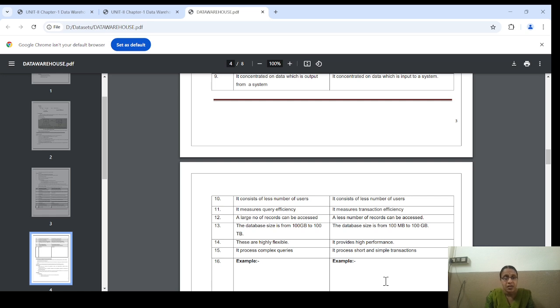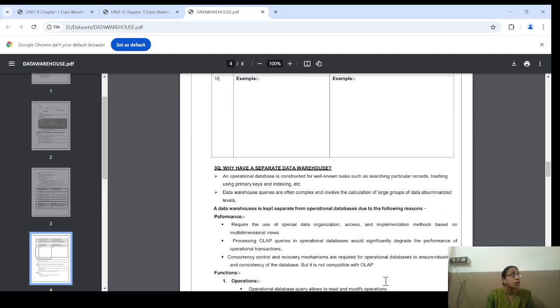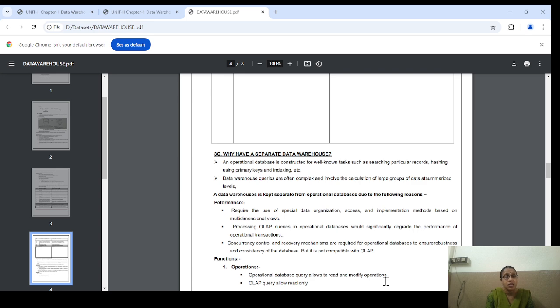It is highly performant. In OLAP, the system processes complex queries, but in OLTP, it processes short and simple transactions. While we need a separate database, an operational database is constructed for well-known tasks such as searching for a particular record, hashing using primary keys, and indexing.